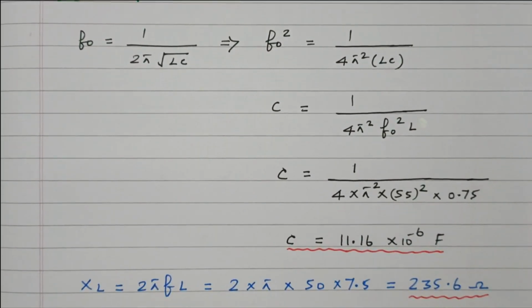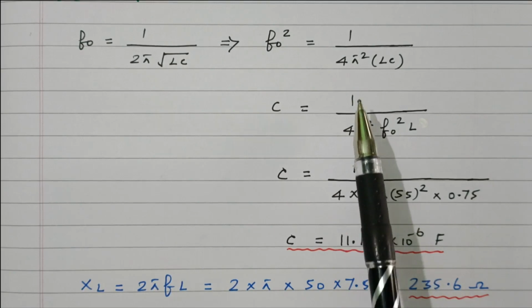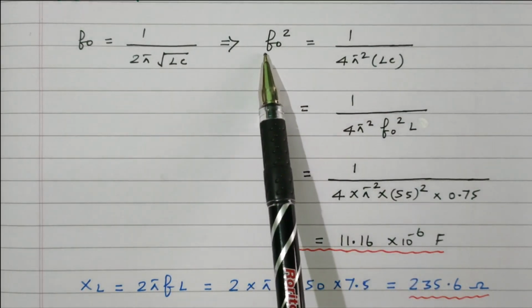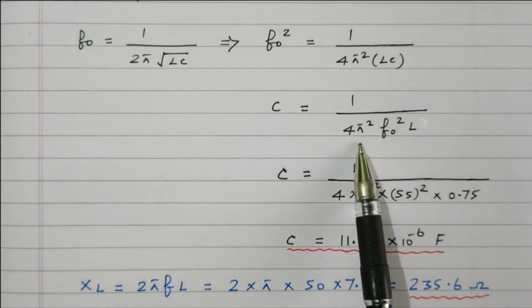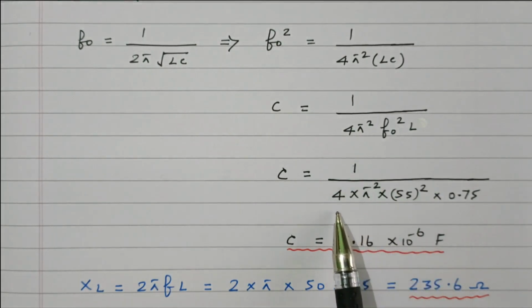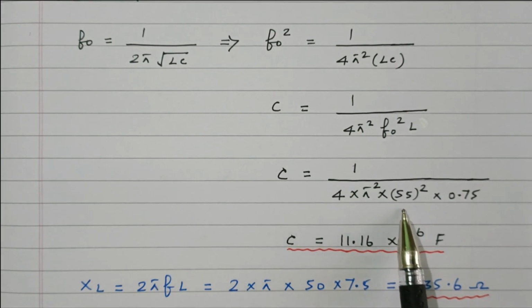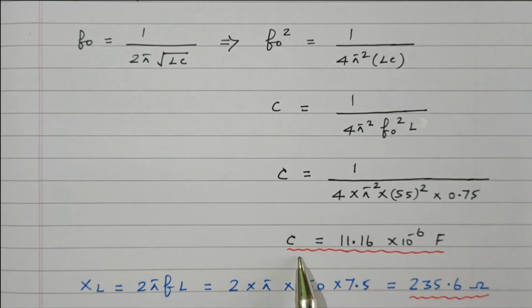C value is not given, so we need to find the capacitance value. R and L are given but the C value is not given. So bring C to this side and F naught square to that side in the denominator. So C equal to 1 divided by 4 pi square F naught square L. All these values are available: 1 divided by 4 into pi square, F naught is 55, 55 square, L value is 0.75. By simplifying this, we can find the C value: 11.16 into 10 to the power minus 6 farad. So the C value is available.